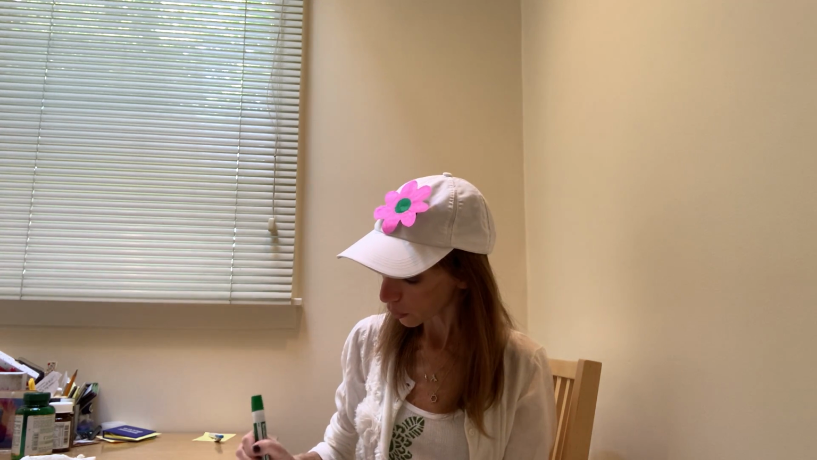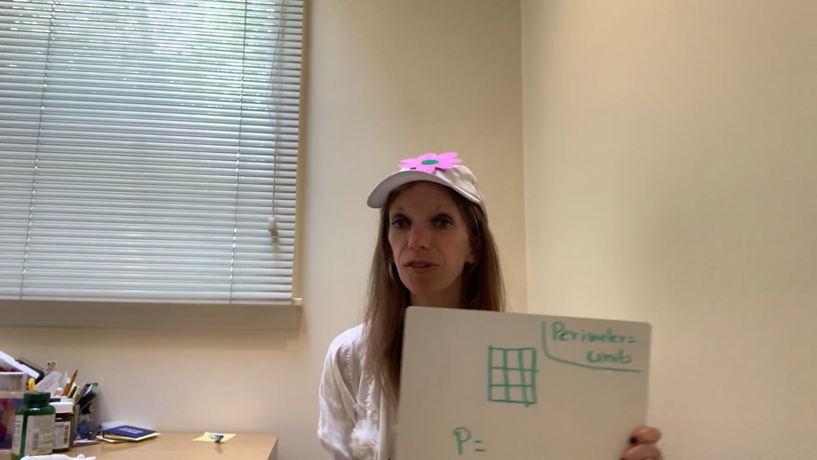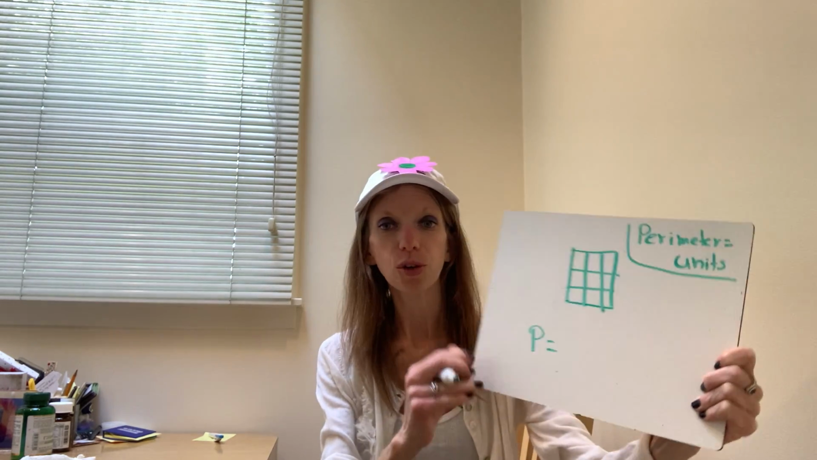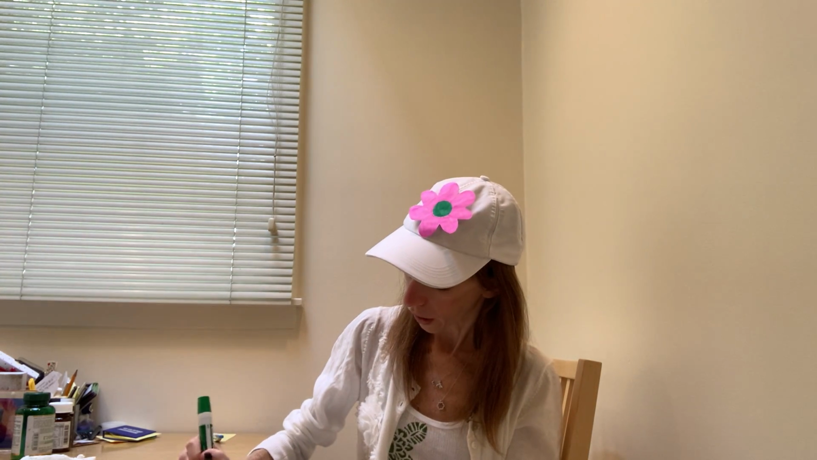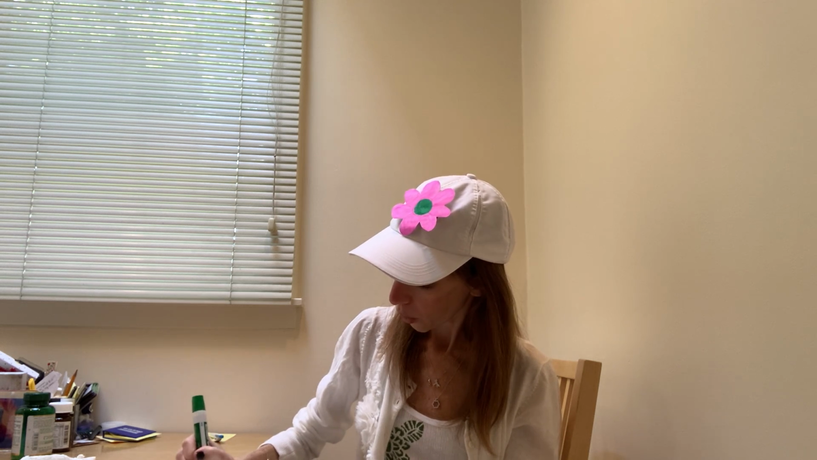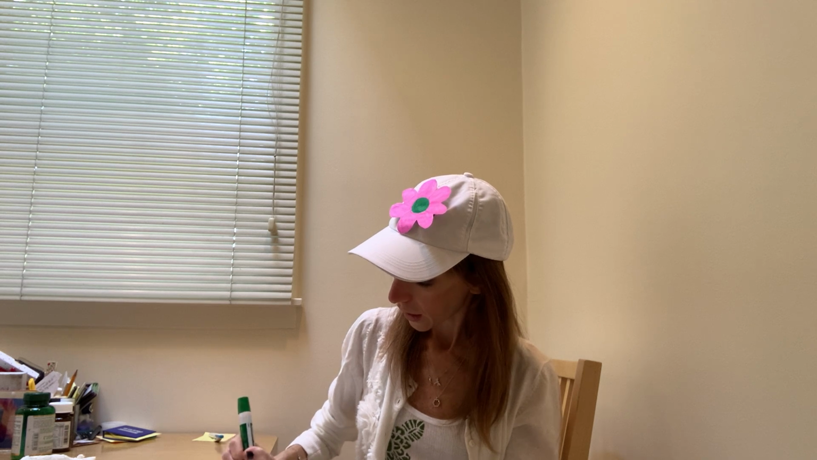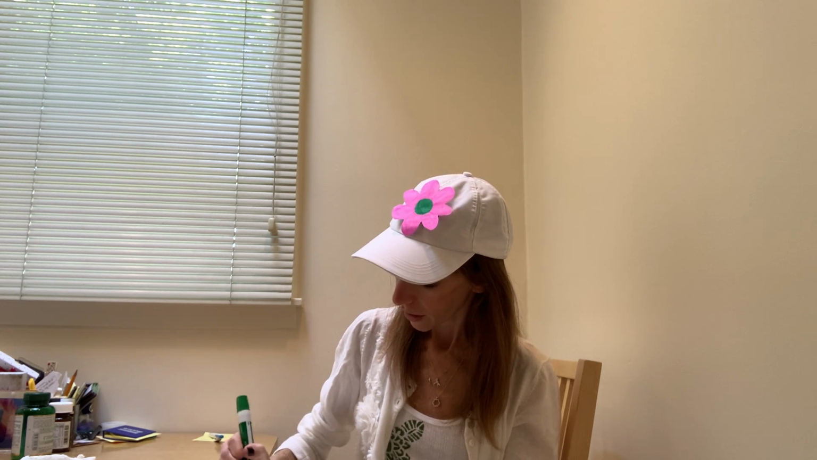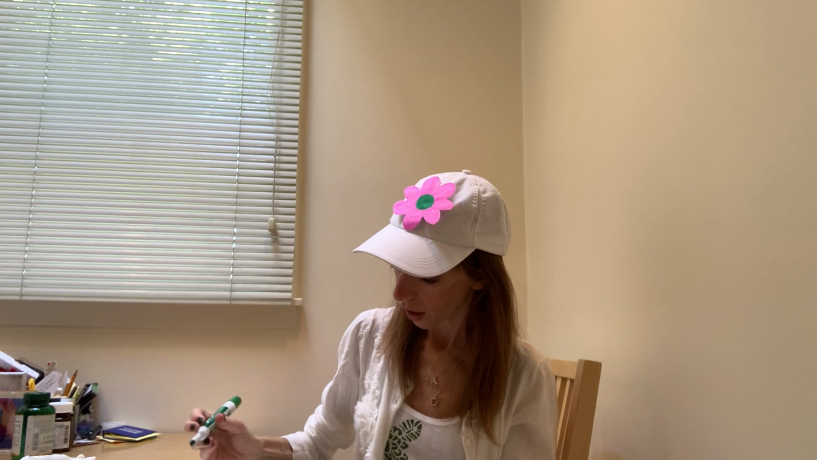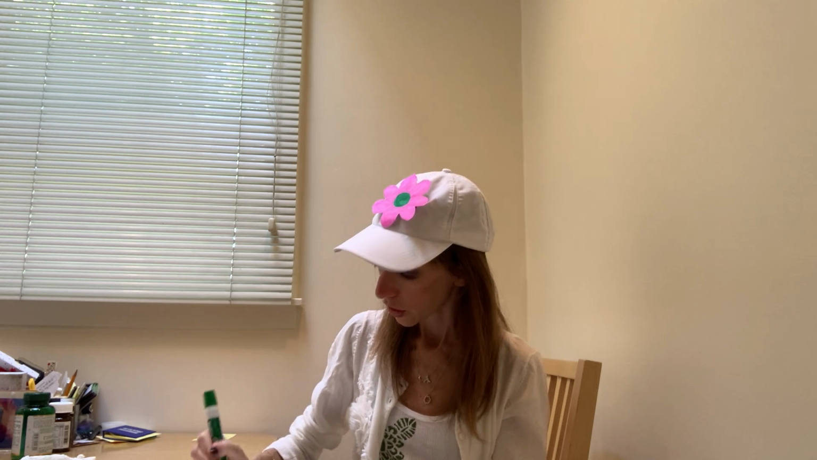So to find the perimeter, we count the distance around a figure. So I'm going to show you, and then you can number everything. I'm going to do it and then show you. So I'm going to go 1, 2, 3, 4, 5, 6, 7, 8, 9, 10, 11, 12. So the perimeter of this square is 12 units.